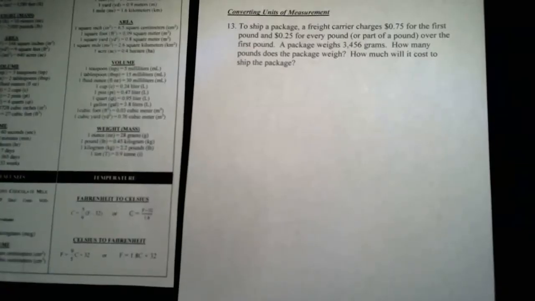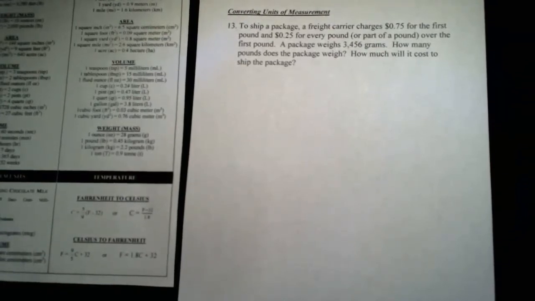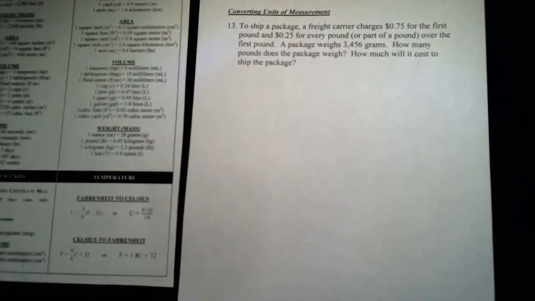Okay, 13 says, to ship a package, a freight carrier charges 75 cents for the first pound and 25 cents for every pound or part of a pound over that. The package weighs 3,456 grams. How many pounds does it weigh, and how much will it cost to ship?